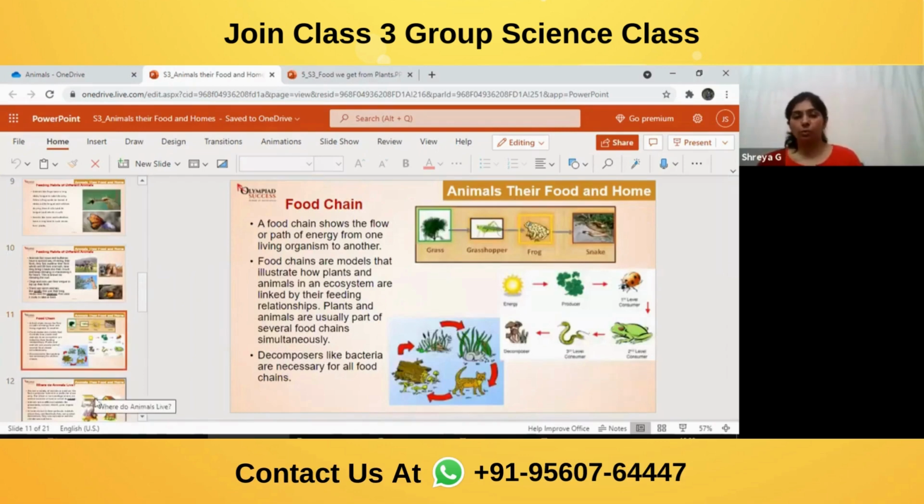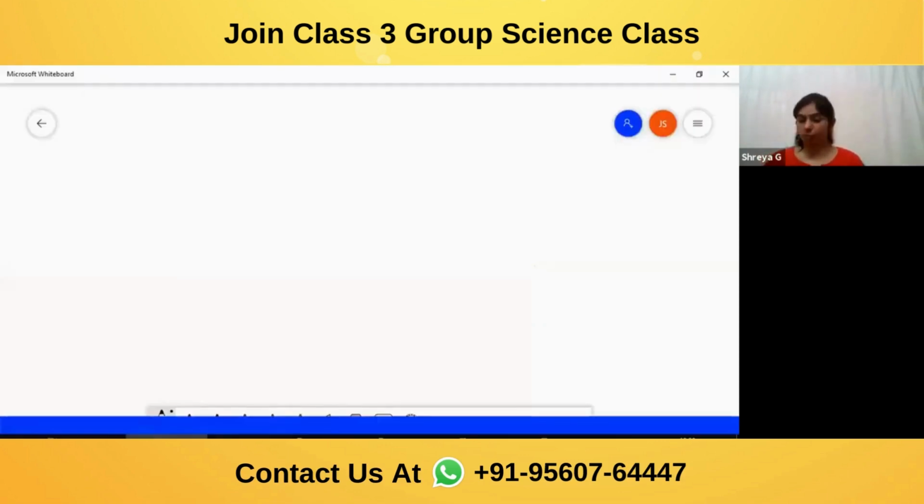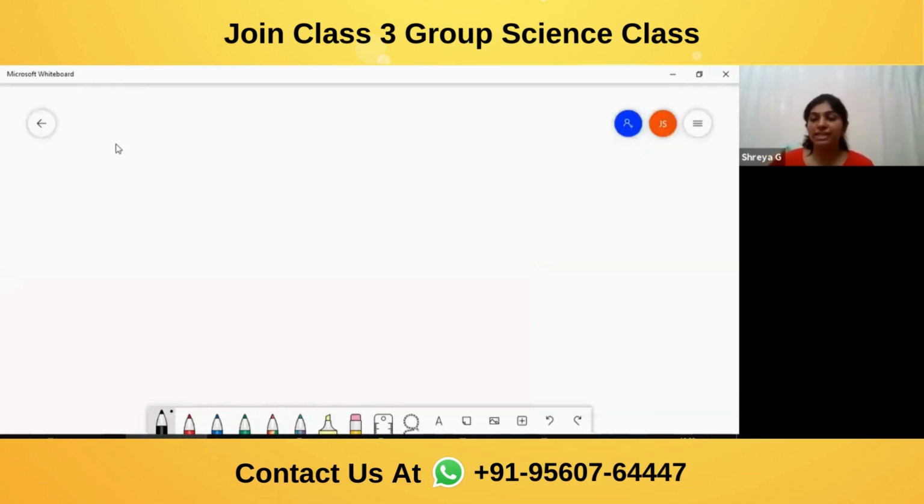Next comes the food chain. Very interesting thing, the food chain. What is a food chain? A food chain is the flow of energy from one level to another. For example, there is always the sun. The sun is coming to the plants.